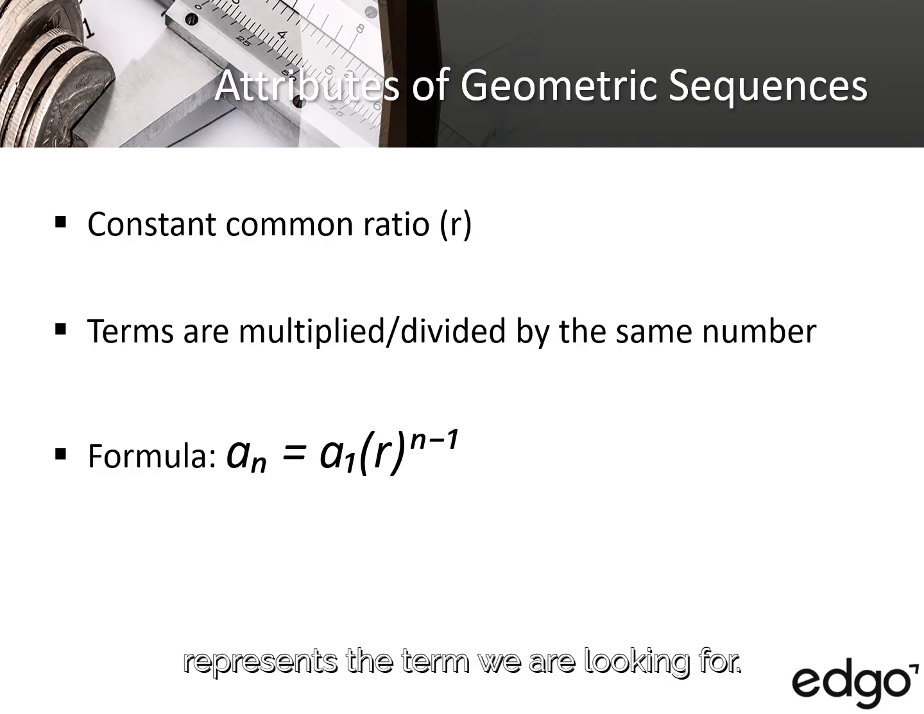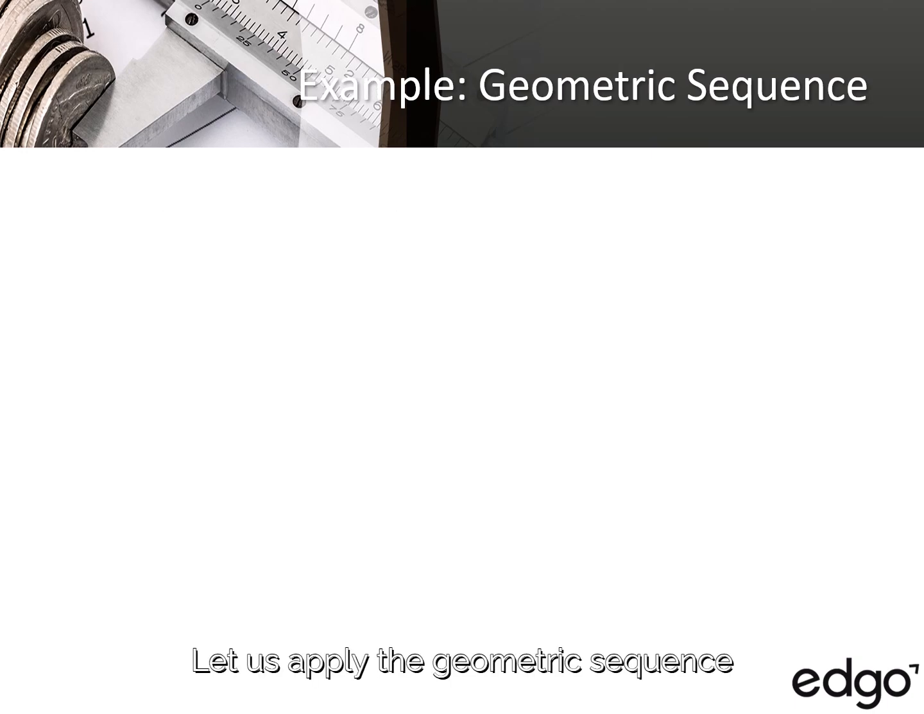Here, a sub n represents the term we are looking for. A sub 1 is the first term. R is the common ratio. And n represents the position of the term. Just like the arithmetic sequence formula, this formula allows us to determine a particular term without listing every term before it. Let us apply the geometric sequence formula.